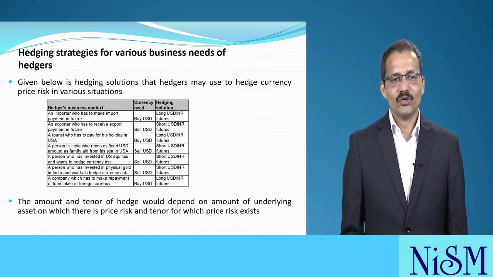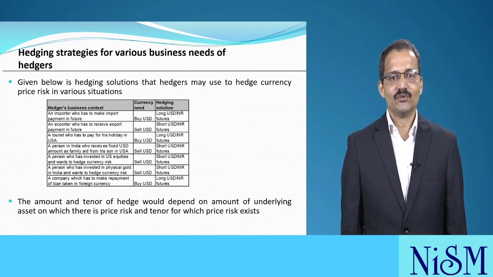A tourist who is going to the US requires USD, so he has to go long. A person in India who is going to receive USD has to sell USD, so he will go short. A person who invested in US equities, again going to receive USD, will go short. A person who has invested in physical gold in India. Now this is very interesting.